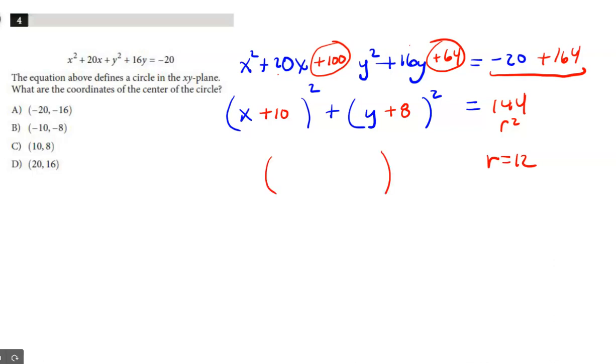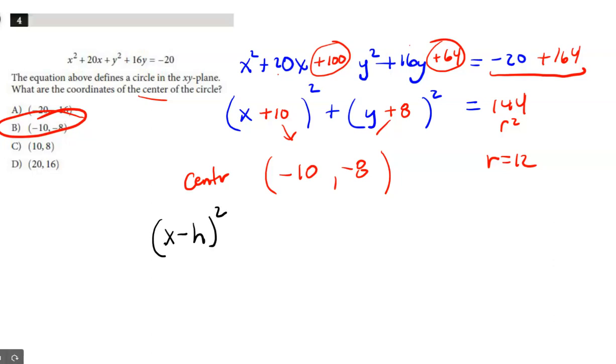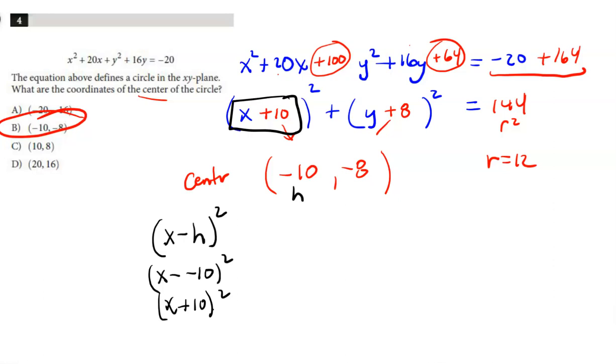And if we want our center, it's going to be the opposite of that and the opposite of that. In this problem, they want to know what is the center. So the correct answer is B. And if you're getting confused about the opposite thing, remember that the formula is written x minus h squared. So the only way to get this expression is if h is negative 10, because then you'll have x minus a negative 10 squared, which really turns into x plus 10 squared. So that's a little bit tricky sometimes for students.